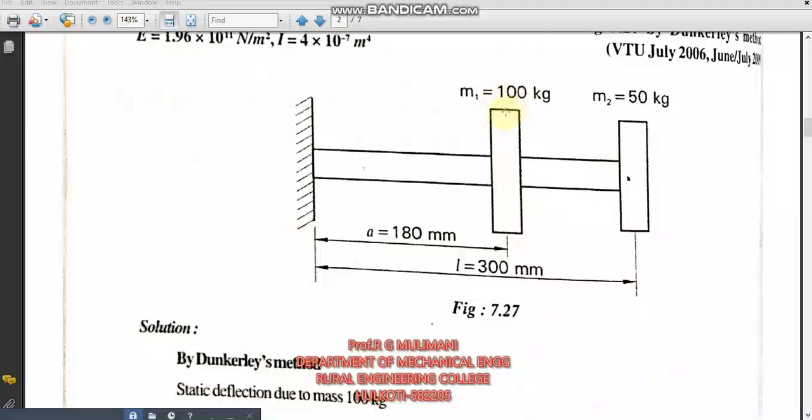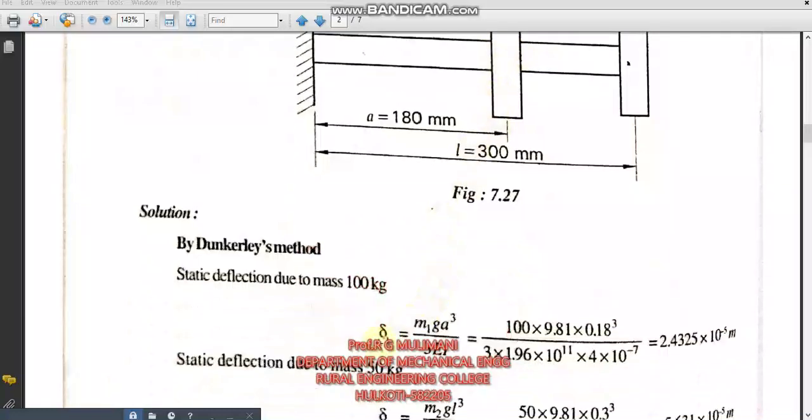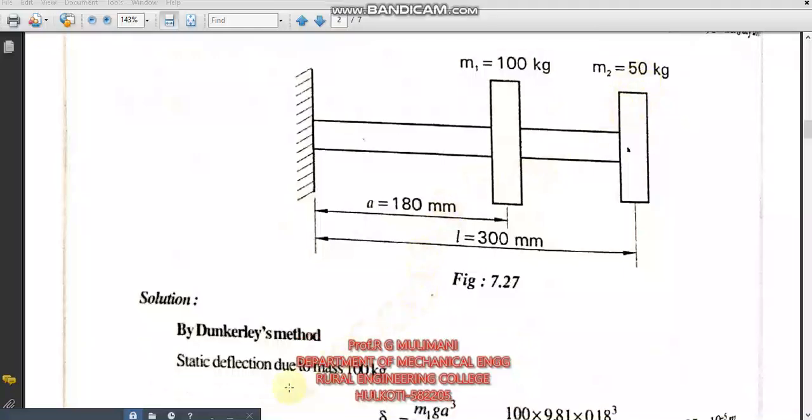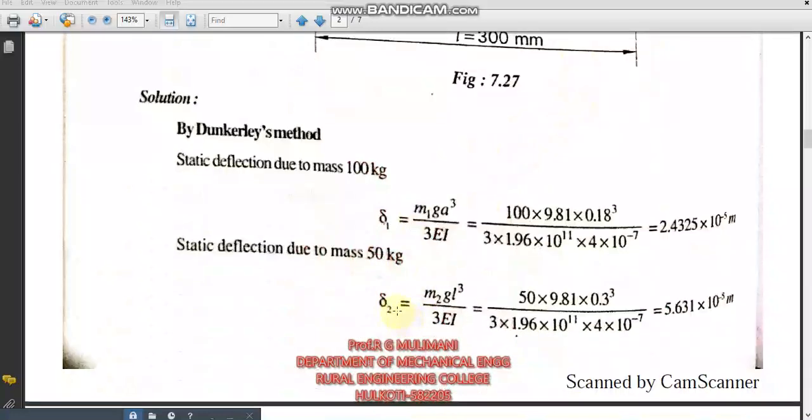When A11 is multiplied by this force, where M1 is 100 kg, convert it to force: 100 into 9.81. When it is multiplied by A11 it gives deflection delta 1. Similarly, mass into 9.81 gives force, F is equal to m2 into g. When it is multiplied by A22, it gives us delta 2. Here m2g is the force.